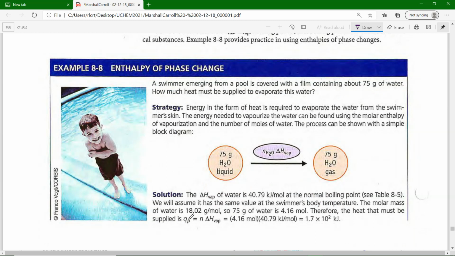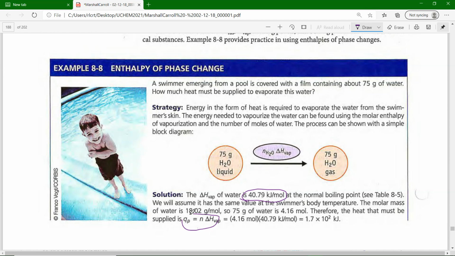Okay, so we have a table 8.5 which tells me that the heat of vaporization of water is 40.79 kilojoules per mole. So I've got to convert that 75 grams into moles, divided by 18.02. That's my molar mass of water. So I got 4.16 moles times 40.79 kilojoules per mole. So you have to supply n times delta H vap.